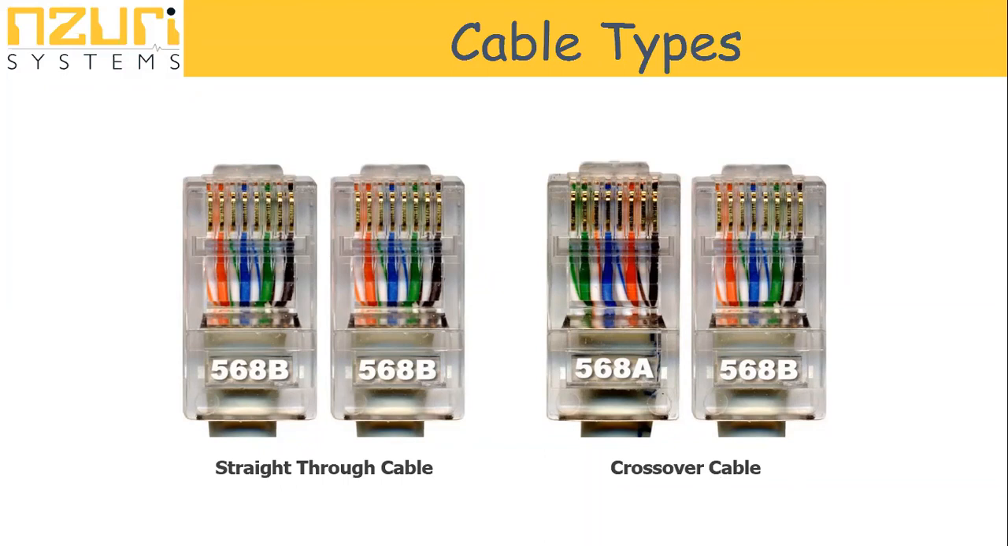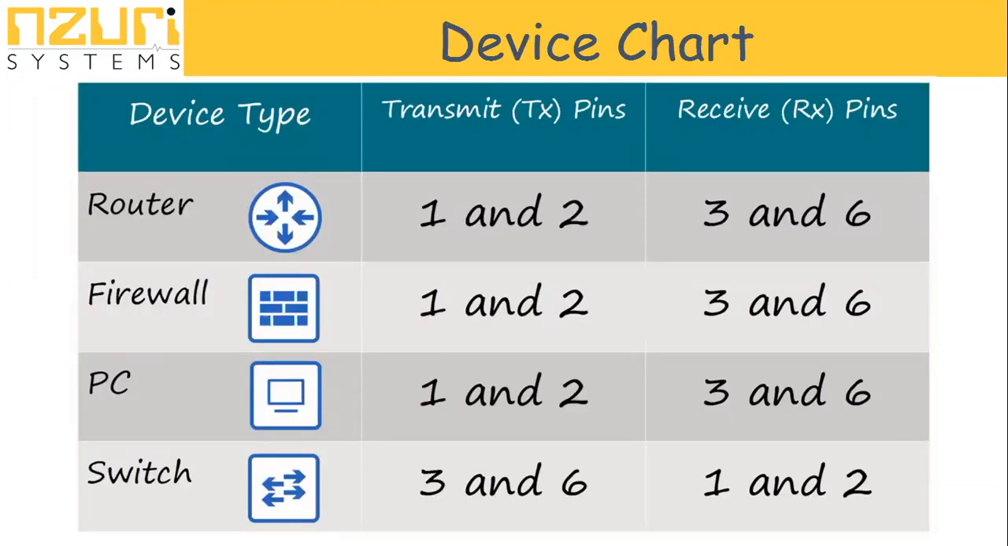Now, I know you'll be wondering why the need for these things. Why would I have to have a crossover, or why would I need a straight through cable? It is because of device communication, because all devices have their own pins for communication. So let's look at the chart. For instance, routers transmit using pins 1 and 2, and they receive using pins 3 and 6. Firewalls equally transmit using pins 1 and 2 and would receive on 3 and 6. PCs also will transmit on pins 1 and 2, and they would receive on pins 3 and 6.